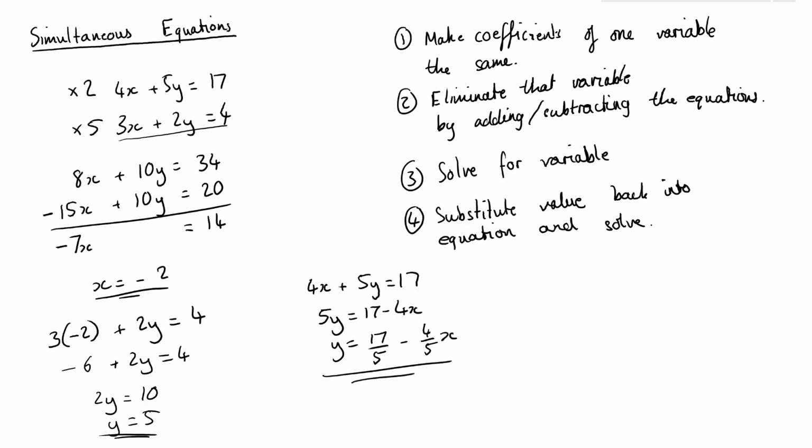So this is my first equation. And then my second equation is going to be 3x plus 2y equals 4. I'm going to do the same thing, minus the 3x across. So 2y is equal to 4 minus 3x. And then divide everything by 2. y is equal to 2 minus 1.5x. So this is my second equation. Now I can plot these on a graph.